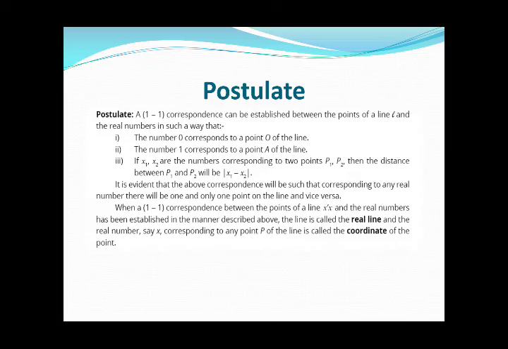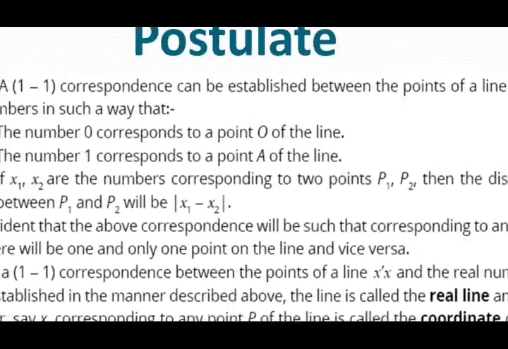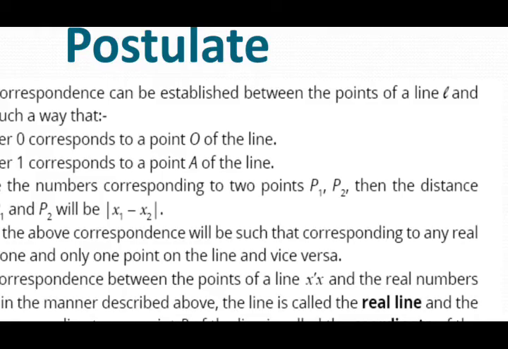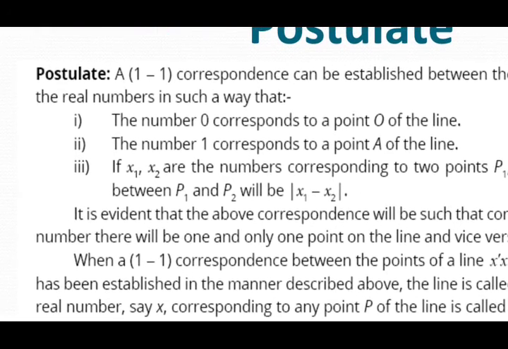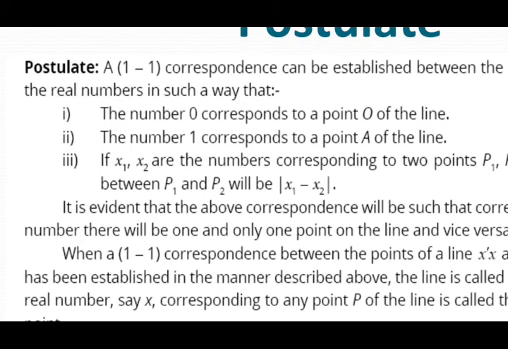Next, some important points about this real line. A 1-1 correspondence can be established between the points of a line and the real numbers, because the place of 0 is fixed on the line and the place of 1 is fixed on the line. This is called the 1-1 correspondence.